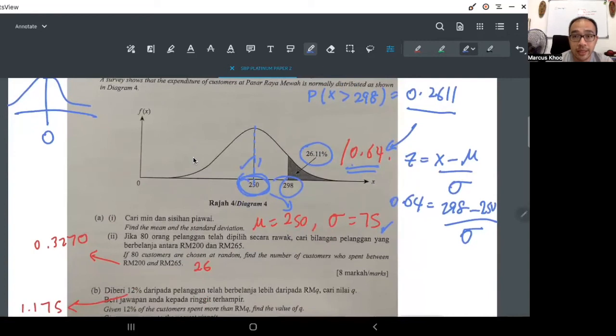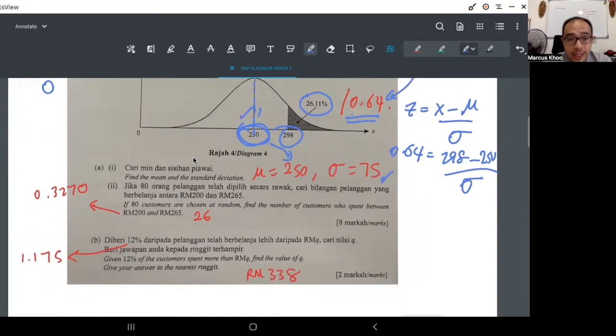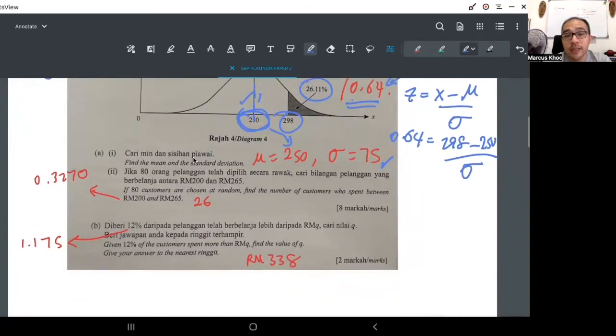Okay, kena kasih kosong sudah. But in actual fact, there are many different values of means. And in this case, the mean is 250. Now, if 80 customers are chosen at random, find the number of customers who spend between 200 and 265.